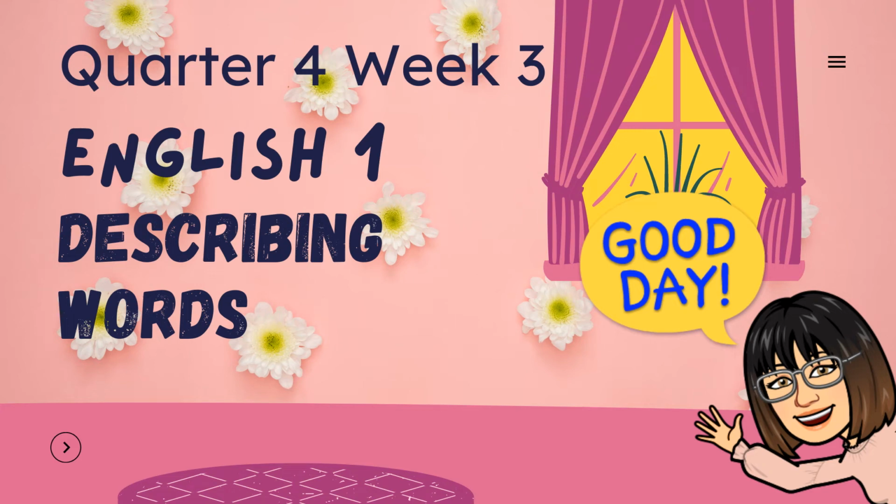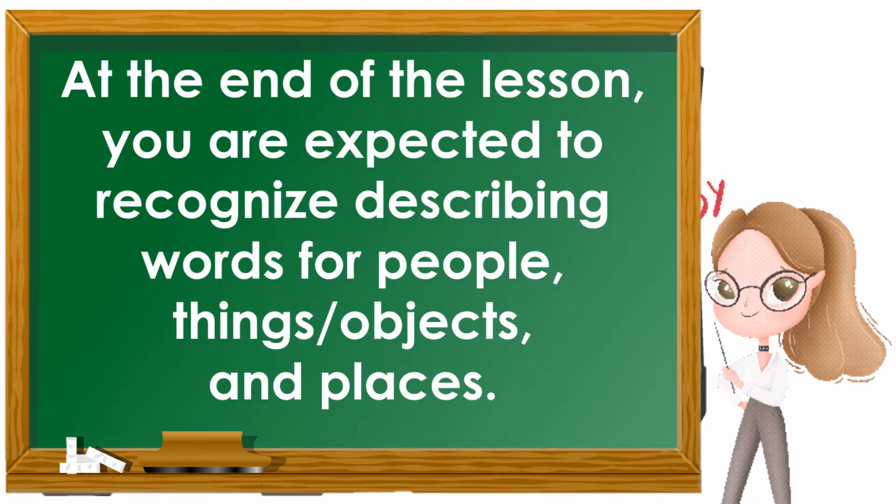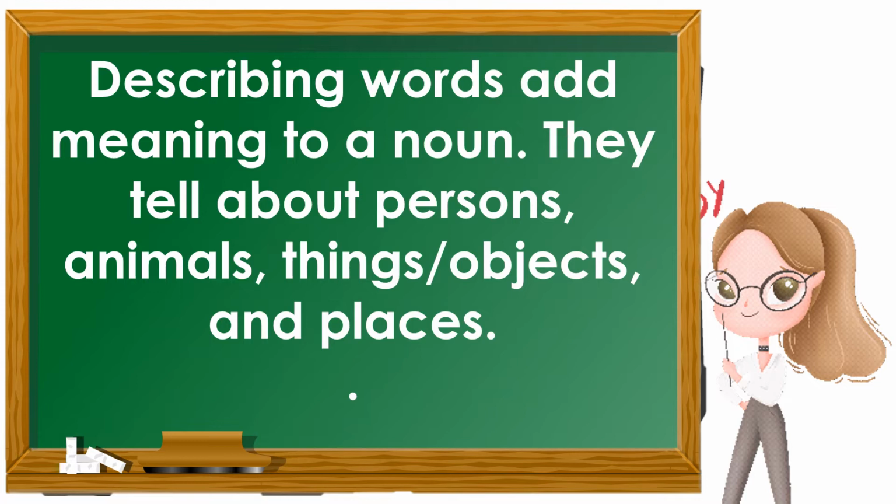We are now in week 3 of our lesson in English this quarter 4, and it's all about describing words. At the end of the lesson, you are expected to recognize describing words for people, things or objects, and places, as well as animals. Describing words add meaning to a noun. They tell about person, animals, thing, object, and places.